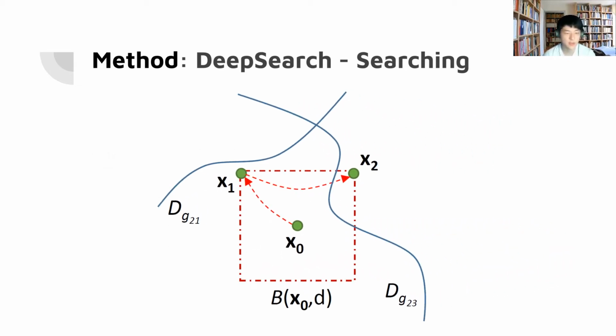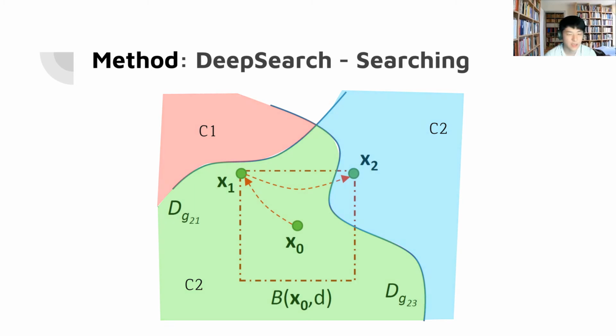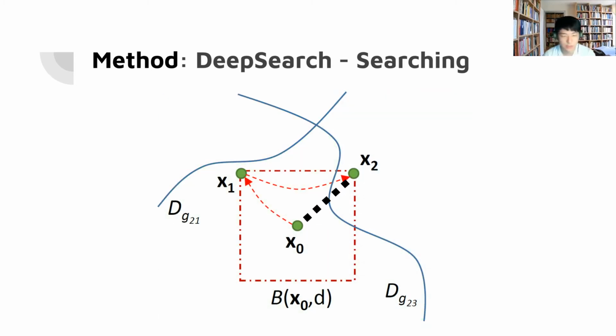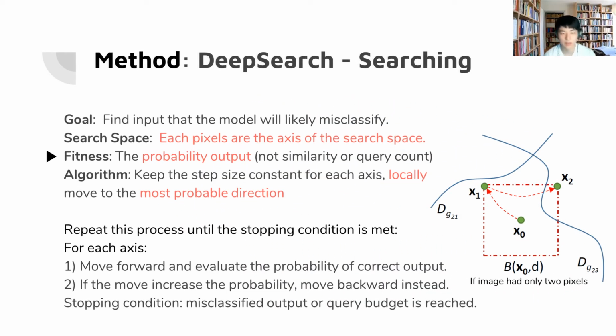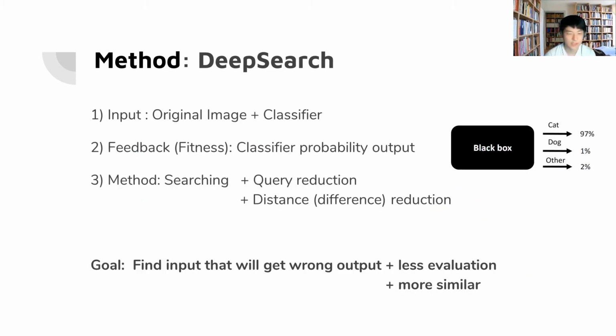The 2 pixel image that we have now is represented as x0. The lines are the boundaries of the classifier. If the image x crosses the boundary, it is classified as a different class. And when we evaluate the image with a black box, we get the probability output from the classifier. And the fitness we'll be using is how much probability it scores in other categories. So from the last black box illustration, we favor it if the dog probability rises or any of the others' probability rises.